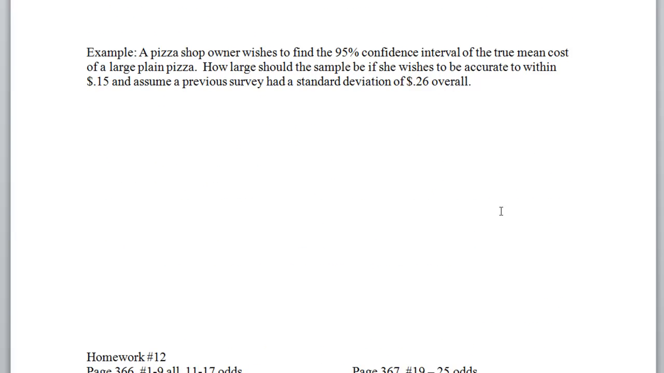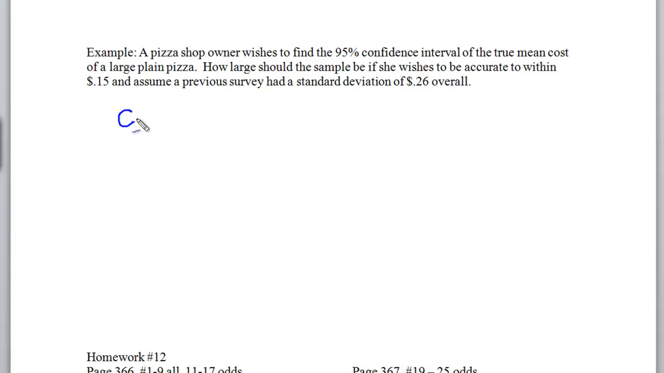A pizza shop owner wishes to find a 90% confidence interval of the true mean cost of a large pizza. How large should the sample be if he wishes to be accurate within 15 cents? And let's assume that the previous standard deviation, or our lowercase sigma, is going to be 26 cents overall. This would be a great time to pause the video and try to do this by yourself. So unpause it when you're ready to see the process.